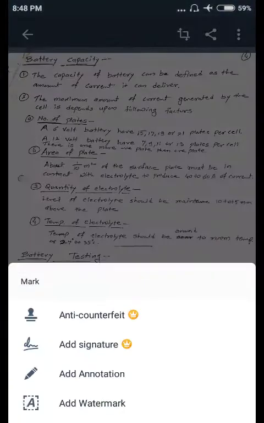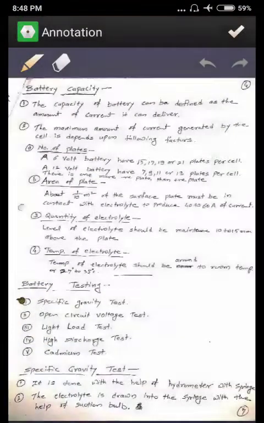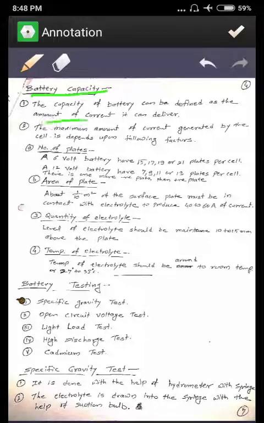So as you can see here, the battery capacity is nothing but the ability of the battery to produce and to deliver the current. So here you can see, it is the ability of the battery to produce and deliver the current.